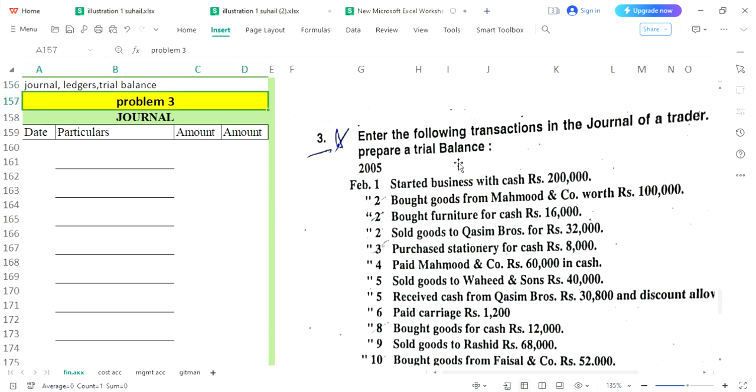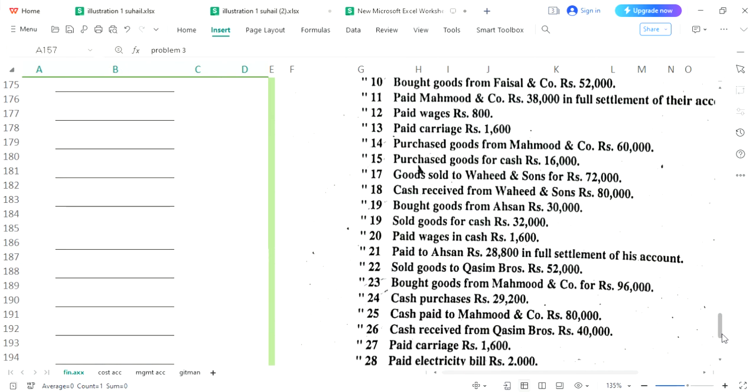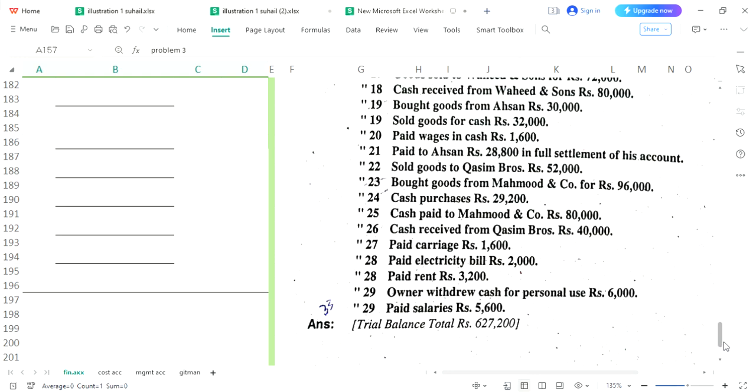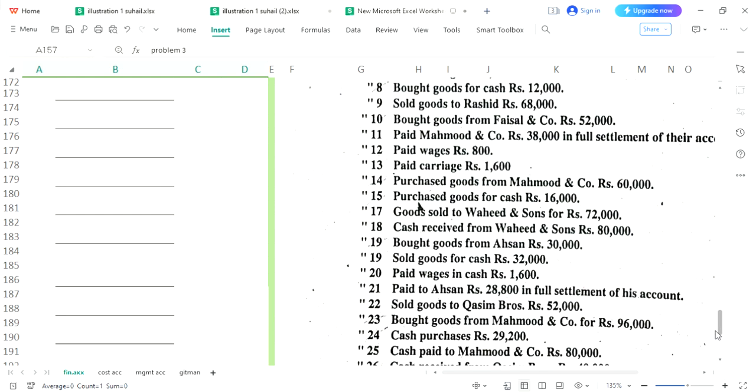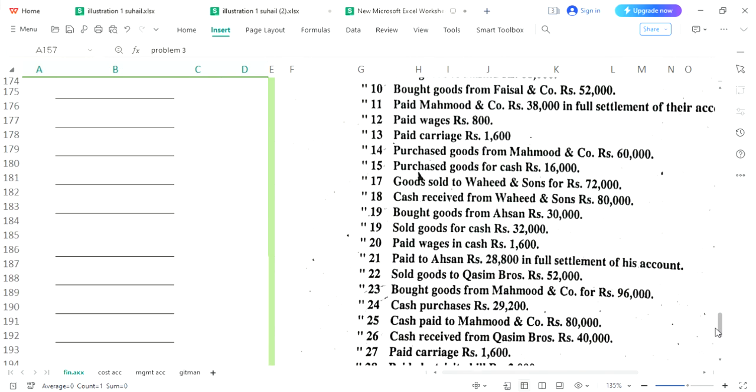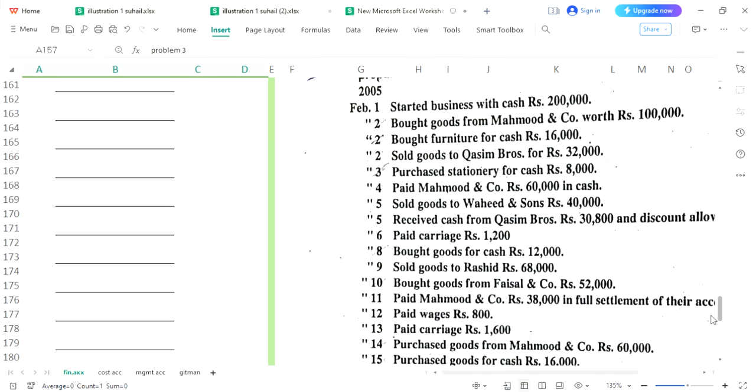Here you can see this is our problem, and we are dealing with February 1. Please keep in mind, it's not a small question. There are so many journal entries given over here, going continuously from 1st Feb to 29 Feb, and there are many entries which are repeated. You can see over here February 2, February 2, February 2. So in a single day you are making three transactions.